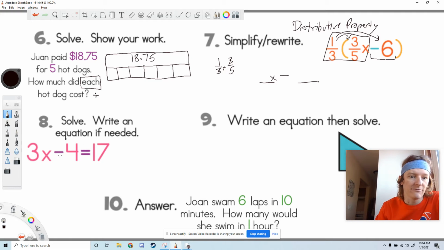Number 8, we need to solve for x. Figure out what x equals. This is what we did right before winter break. So first thing you need to do is get rid of this integer. So we're going to add 4 to both sides.